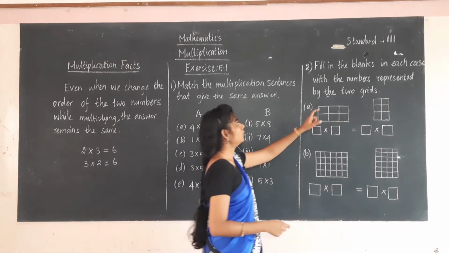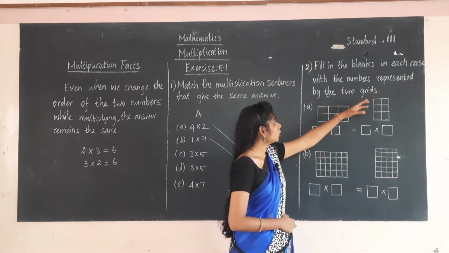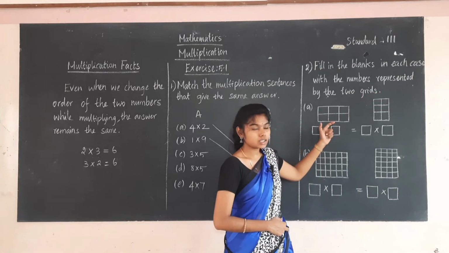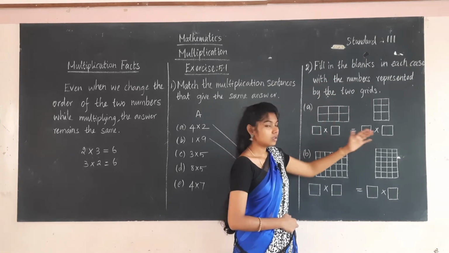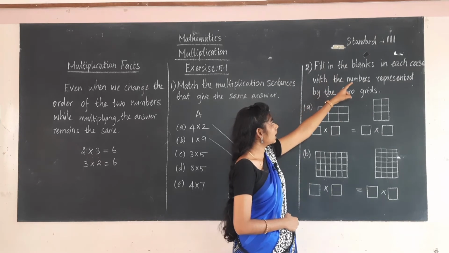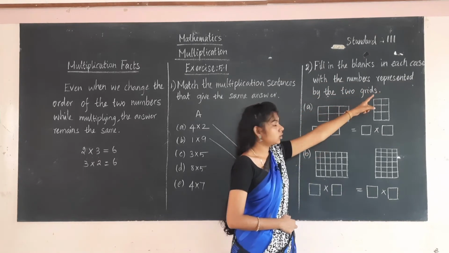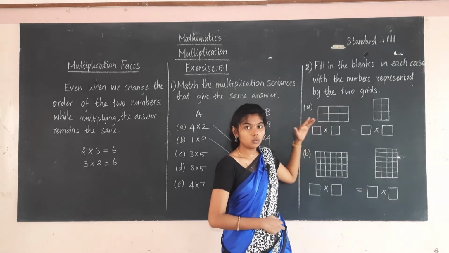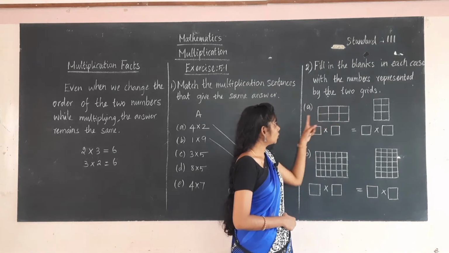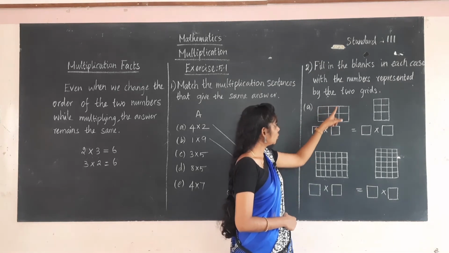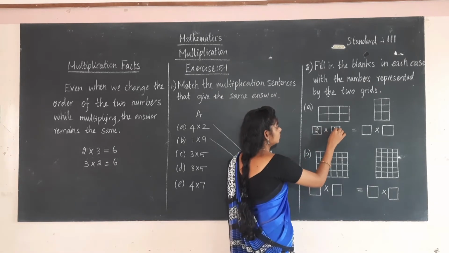The next one: fill in the blanks in each case with the numbers represented by the two grids. Here you can see the grids that I have given. We are going to fill these boxes with the correct answers, representing the number according to the grids. See here, how many rows are there? There are 2 rows, 1 and 2. There are 3 columns, 1, 2, 3. So you are going to write 2 into 3.